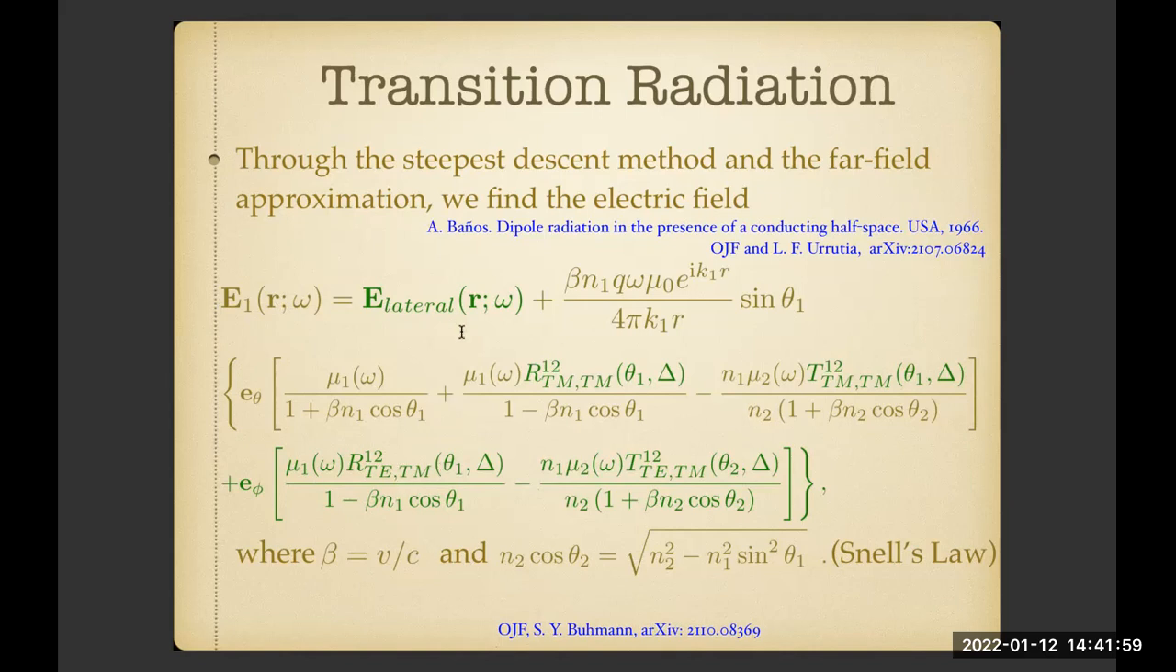So first of all, there are two contributions to our electric field. The first one is this in green, which is the electric field due to the lateral surface waves, which are very restricted to the interface, and we will not study them here, but they decay very quickly outside the interface. But for transition radiation, the important contribution is this long term from here, which, as you can see, is due to spherical waves.